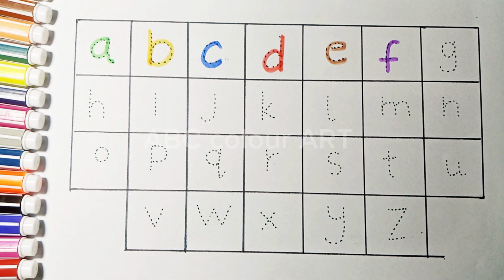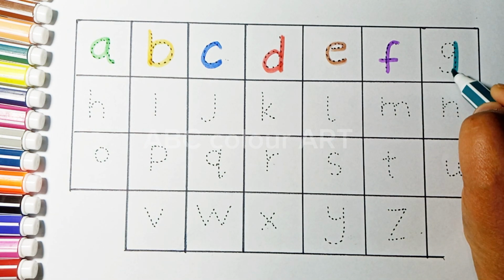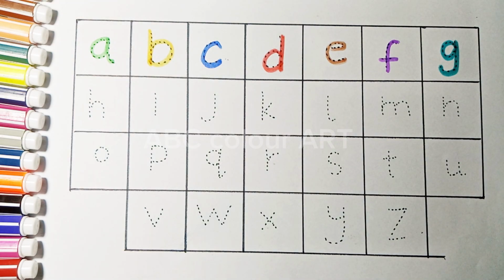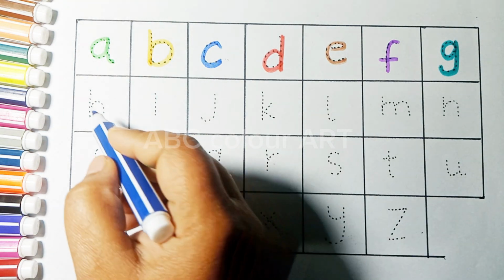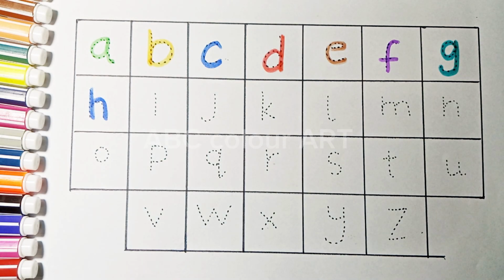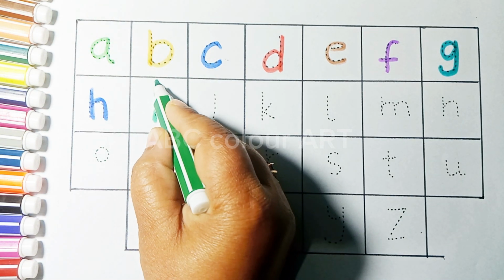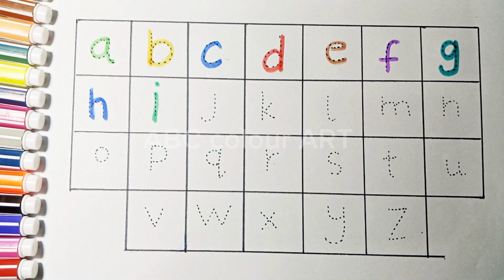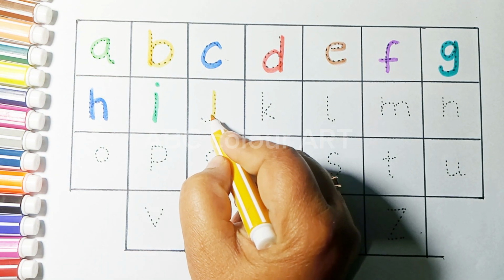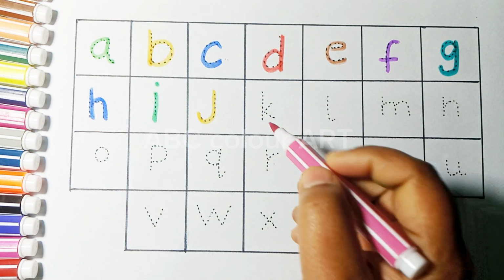F for frog, green color. G for grape, blue color. H for hen, green color. I for ice cream, orange color. J for joker, pink color.